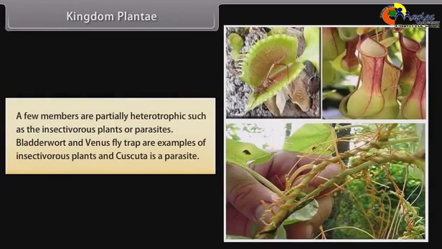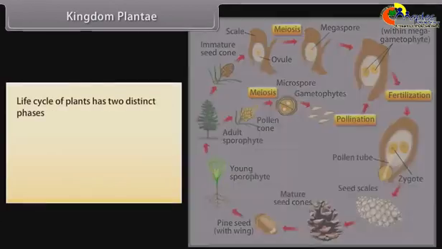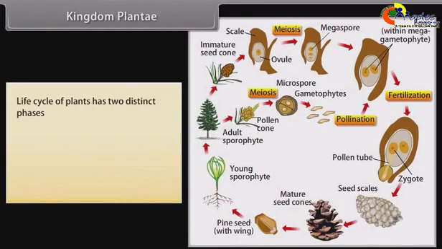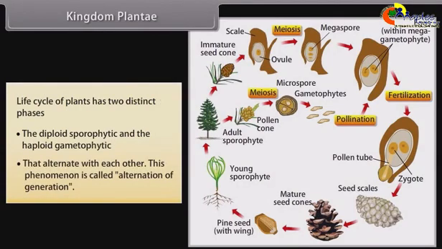A few members are partially heterotrophic, such as the insectivorous plants or parasites. Bladderwort and Venus flytrap are examples of insectivorous plants, and Cuscuta is a parasite. The life cycle of plants has two distinct phases: the diploid sporophytic and haploid gametophytic, that alternate with each other. This phenomenon is called alternation of generation.